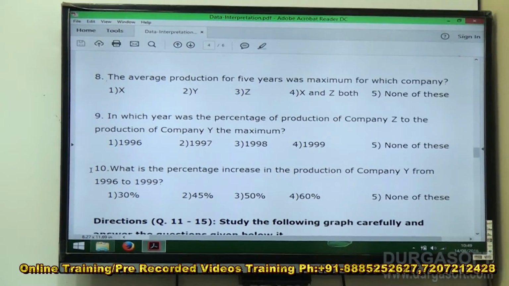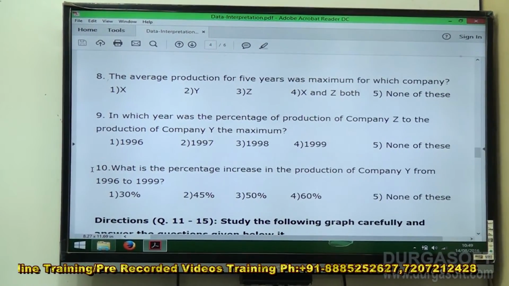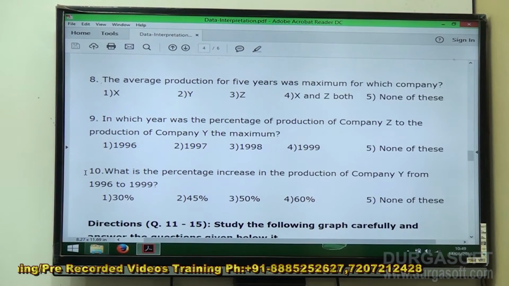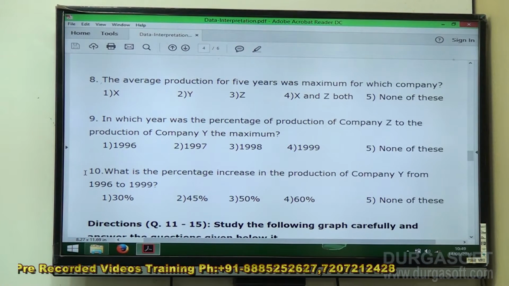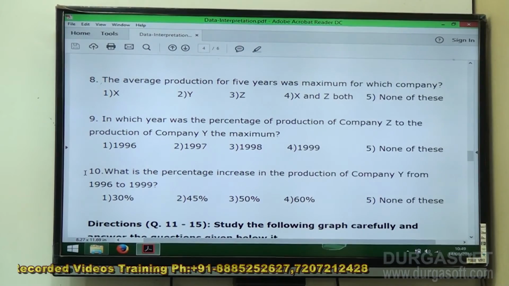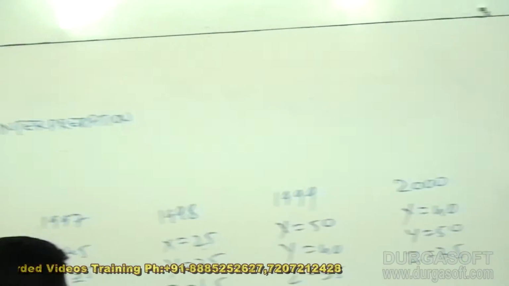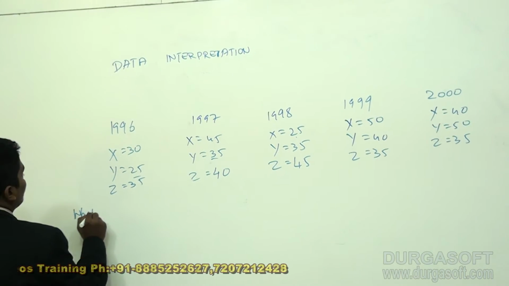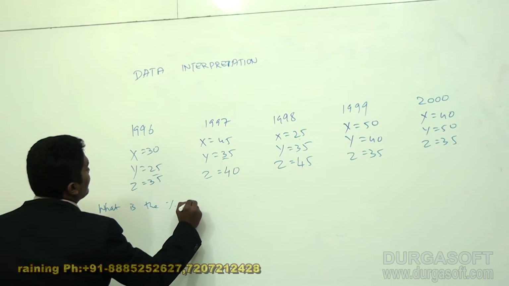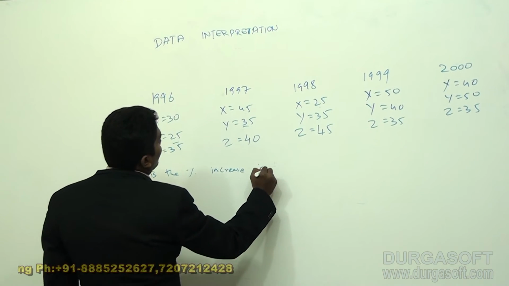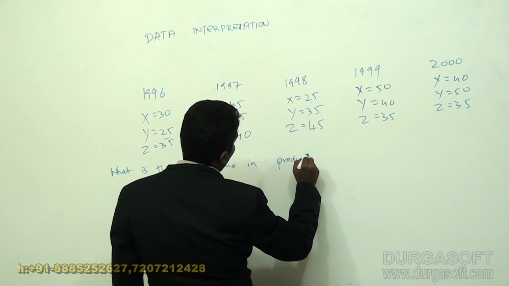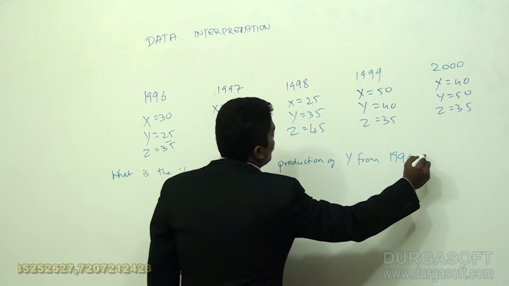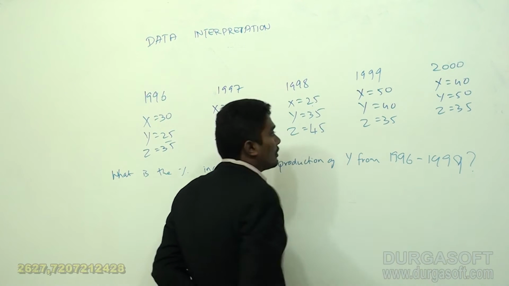The last question states: what is the percentage increase in production of company Y from 1996 to 1999? So the question is based on the production of company Y. The question says, what is the percentage increase in production of Y from 1996 to 1999? So this is the question.